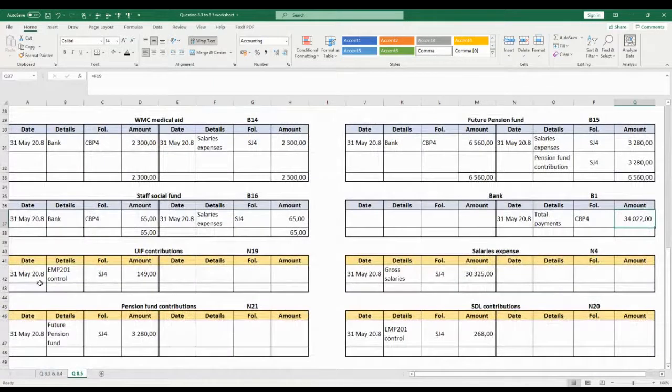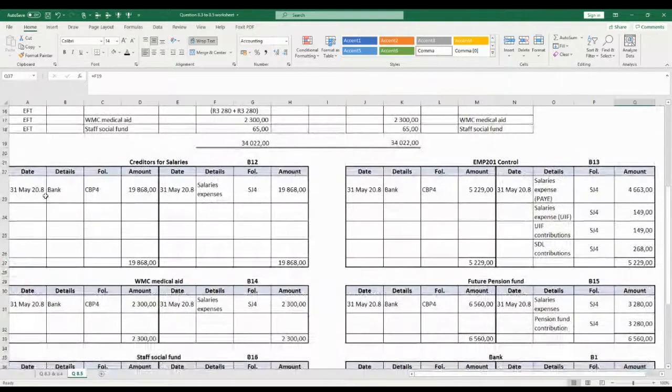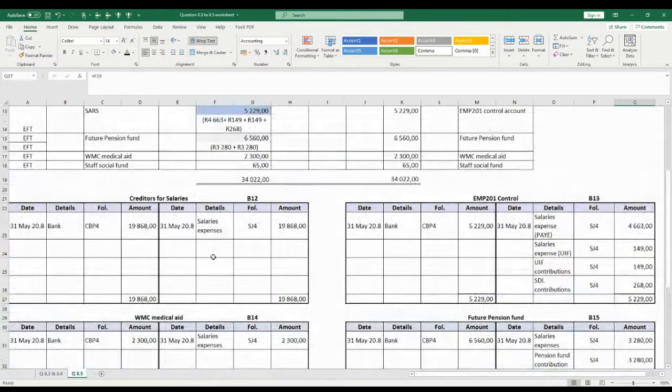So you do not touch your nominal accounts, which are your income statement accounts. Those accounts will stay exactly the same. It is only your statement of financial position or balance sheet accounts that would have a debit and a credit entry, which would then ensure that the balance that is carried over would be zero. And that is how you account for the cash payments in the general ledger.